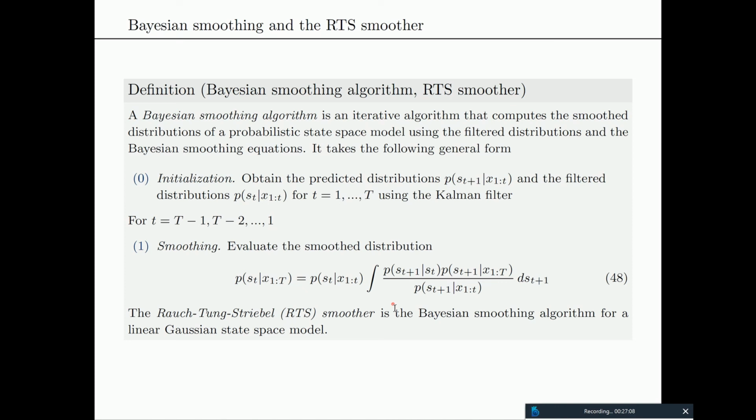Now, the Rauch-Tung-Striebel smoother is the Bayesian smoothing algorithm for linear Gaussian state space models. So again, it's like the Kalman filter and Bayesian filtering. Bayesian filtering is this general thing that happens on the level of probabilistic state space models. It takes a specific form if you apply it to linear Gaussian state space models. This specific form is called the Kalman filter. Here, Bayesian smoothing is the general thing. If you apply Bayesian smoothing to linear Gaussian state space models, it's called the Rauch-Tung-Striebel smoother, the RTS smoother.